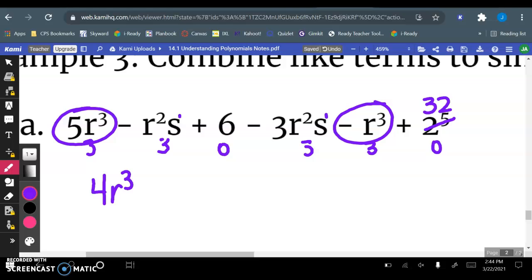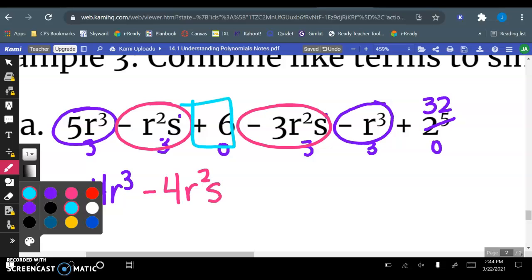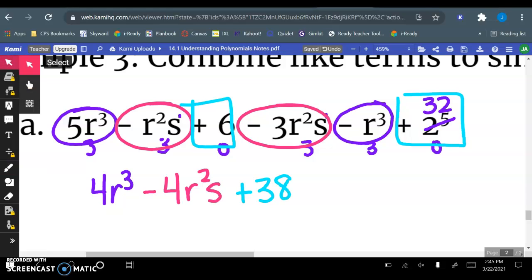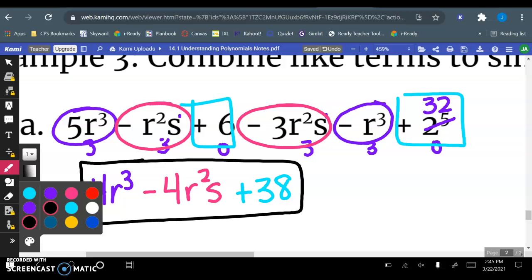Then I have negative r squared s, and I have negative 3r squared s. So negative 1 and negative 3 make negative 4r squared s. And then lastly, I have a positive 6 and a positive 32 that would turn into a positive 38 when we combine them. So that is our simplified answer here.